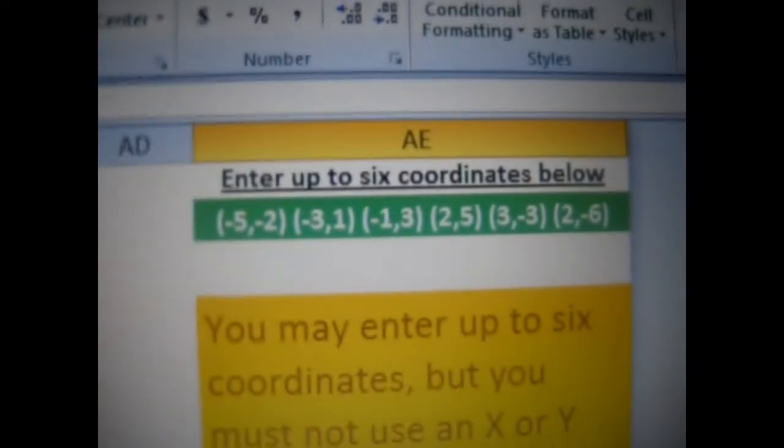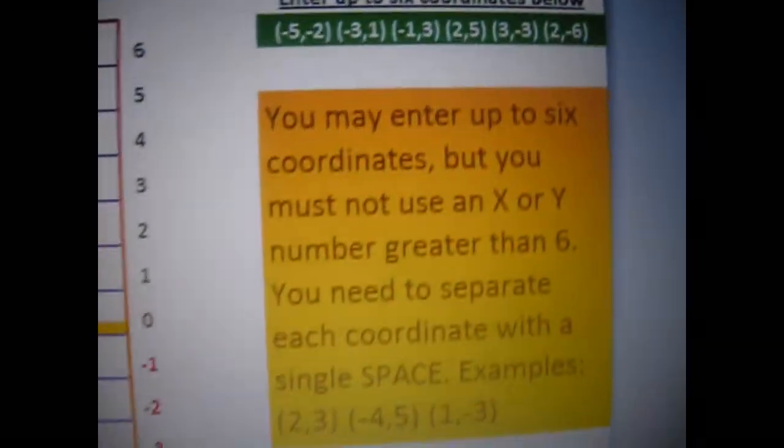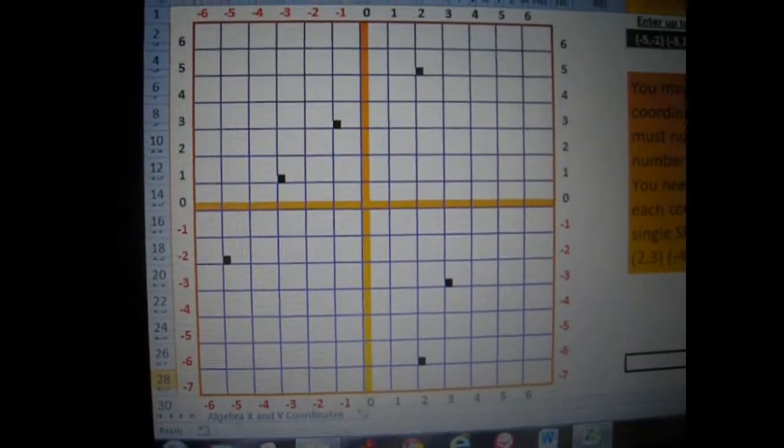So once again, the only place that you enter here is in the green section. It's a protected document, so there's nothing else for you to enter. And then it'll plot the coordinates for you.